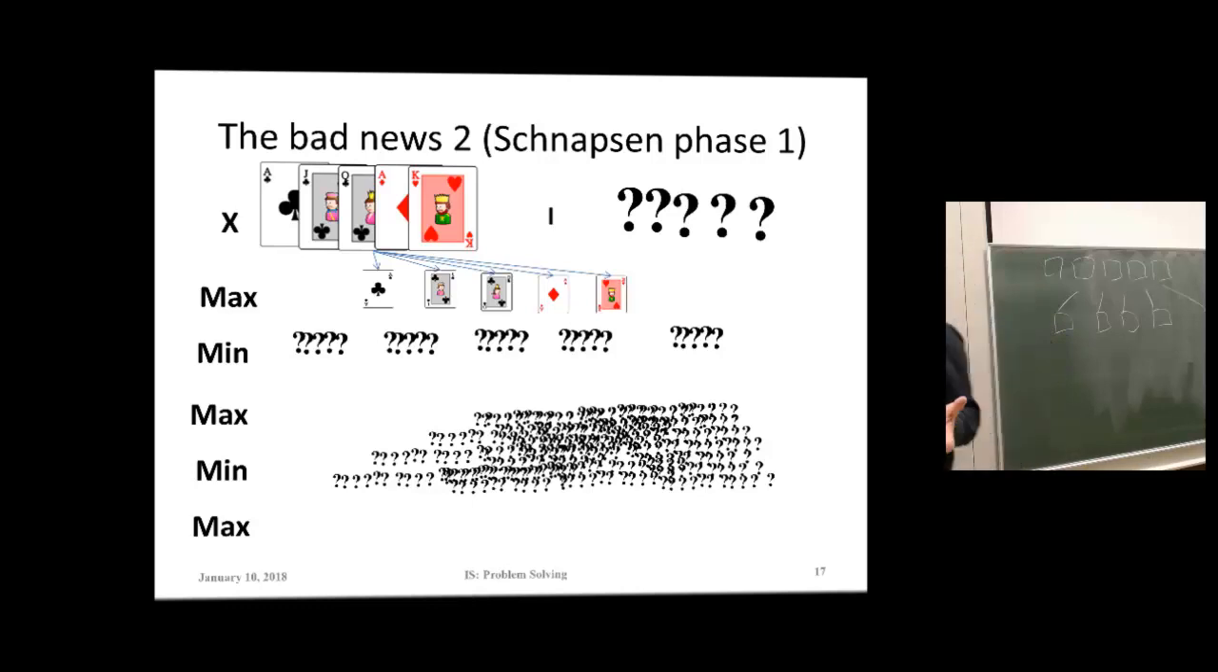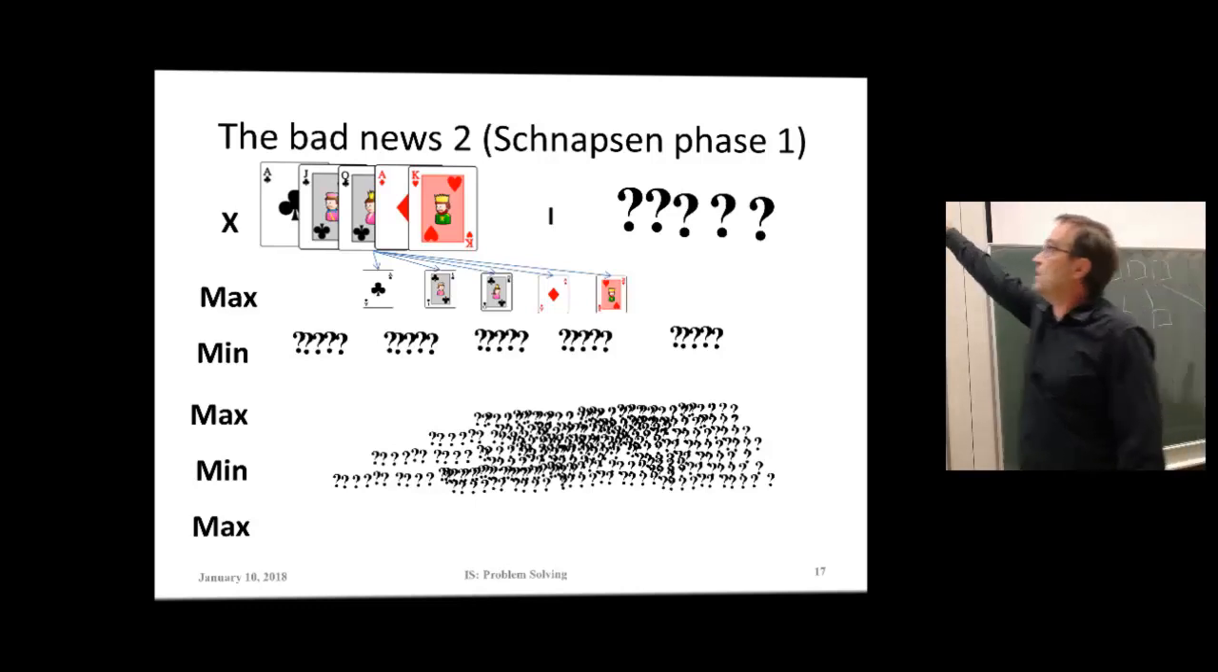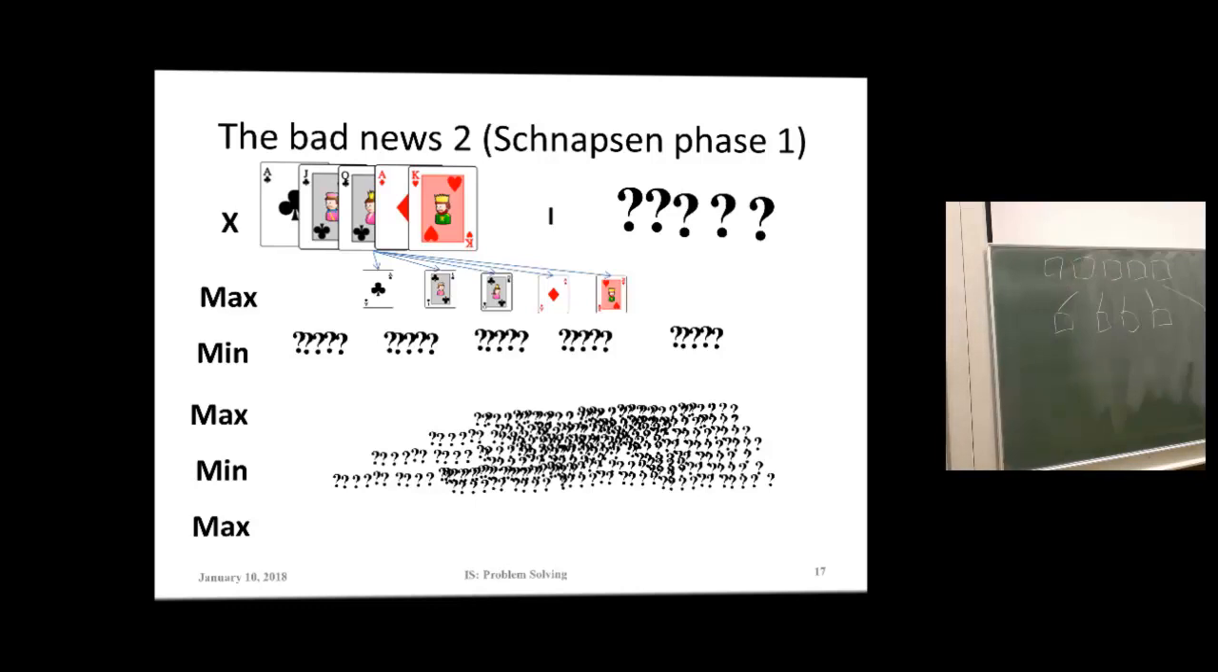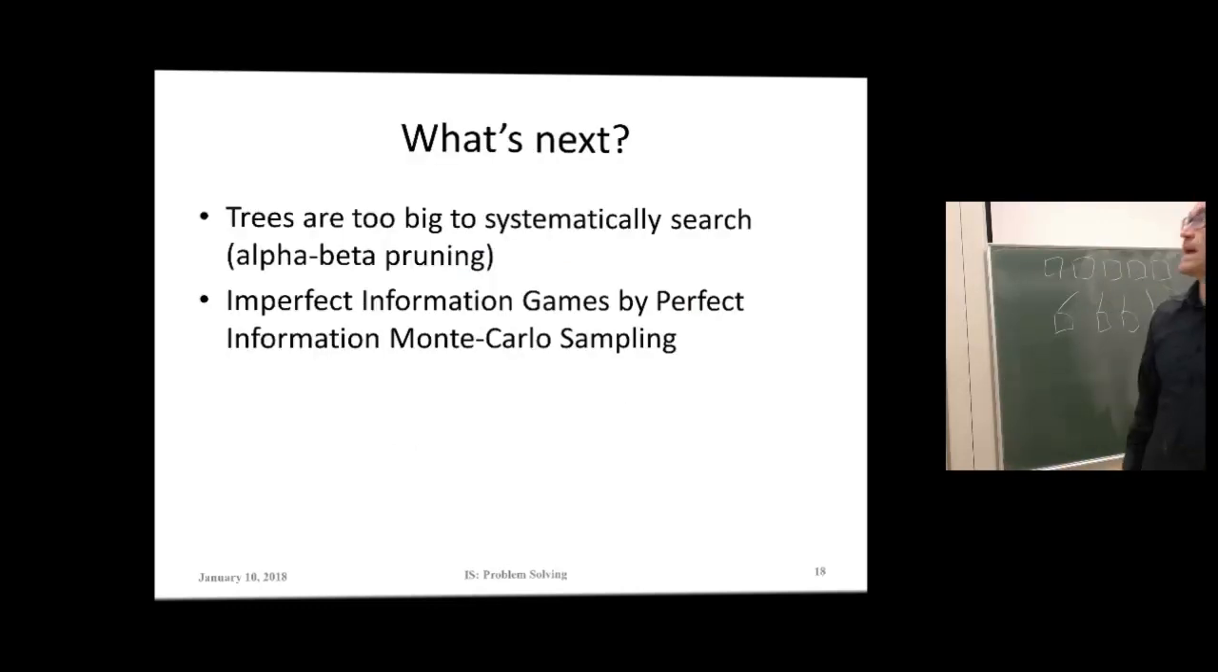And the second bad news is obviously that if we have a phase 1 game, then we have a huge uncertainty, because we don't know which cards our opponent has. And that means that we have no idea what min will do in the second phase. And obviously, I don't even know what cards I have myself after 2 tricks, because I get random cards, not random, but unknown cards from the pile. So here we face a real problem. We can't search this systematically anymore. And I'll get into that at the end of the lecture.